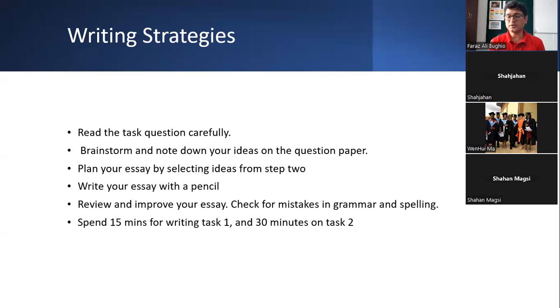Okay, so review, that's really important. And spend 15 minutes for task one. Why? Because you should spend 2 minutes for checking, and checking means reviewing your essay, making sure that you don't have mistakes, spelling, grammar, punctuation mistakes. And 3 minutes you should spend on preparing what to write, in making an outline, right? So do not spend all 20 minutes on writing. Planning is more important part than writing.